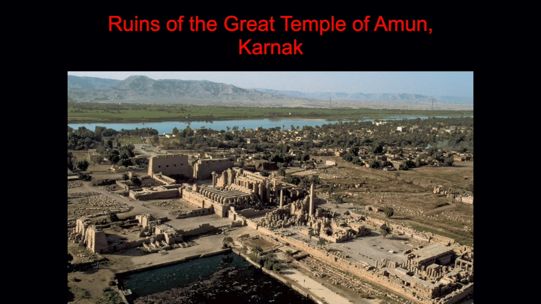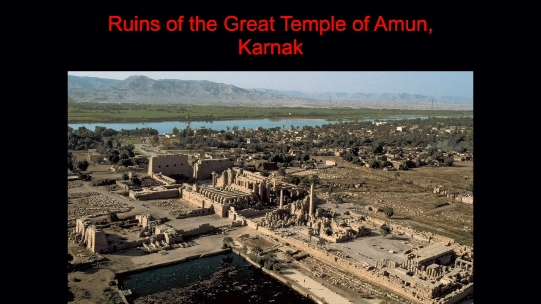Construction on this great temple of Amun started in the Middle Kingdom, about 2040 to 1782 BCE, through the New Kingdom, which we will talk about next time, and into the Ptolemaic dynasty. The most famous Ptolemaic that you know of is Cleopatra. It's one of the largest religious buildings in the world. Approximately 30 pharaohs contributed to the buildings.